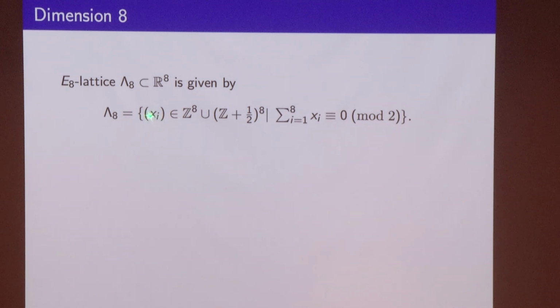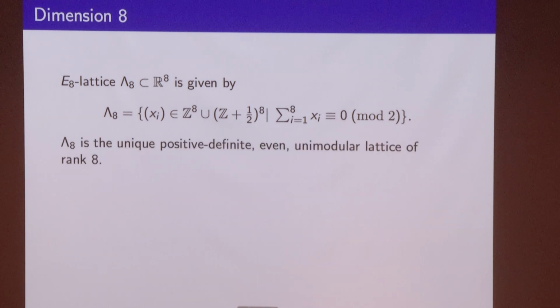It consists of all vectors such that their coordinates are either all integral or all half integral. Moreover, these coordinates satisfy the following congruence: if we sum all the coordinates, we get an integer, and this number is also divisible by 2. This is a unique lattice, which is positive definite, meaning it's a positive definite quadratic form, which maybe is not so obvious.